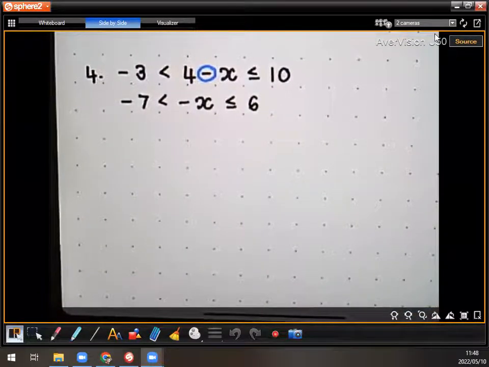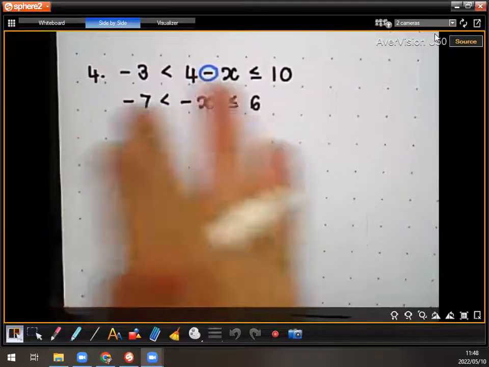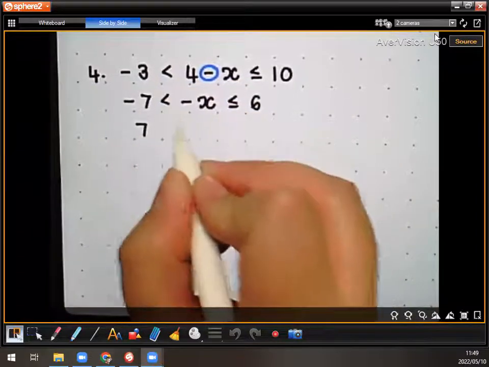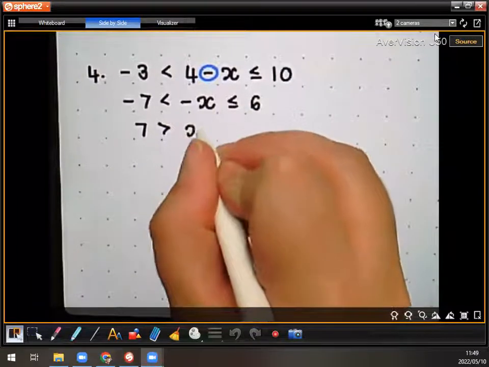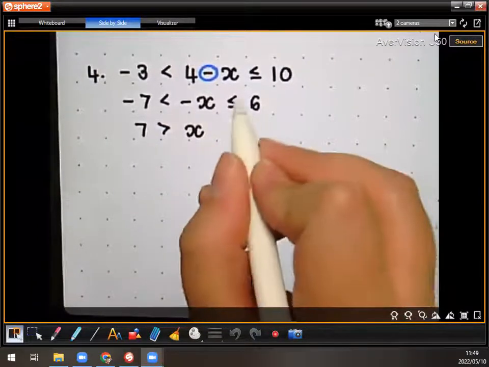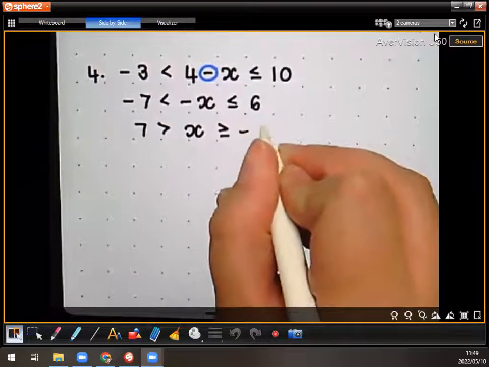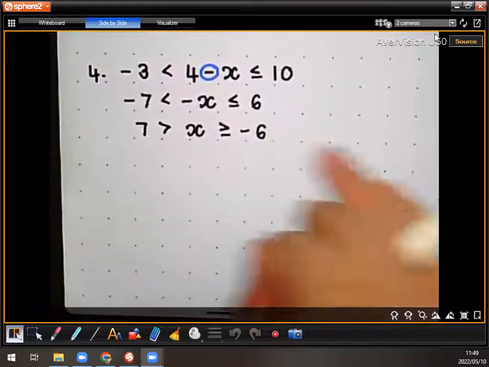Now I need to divide both sides, and actually the negative x as well, right? By -1. So this is going to become 7. This smaller than symbol needs to change to the greater than. My negative x becomes positive x, and this smaller than or equal to needs to become greater than or equal to, and then -6. But you can't leave your answer like this.